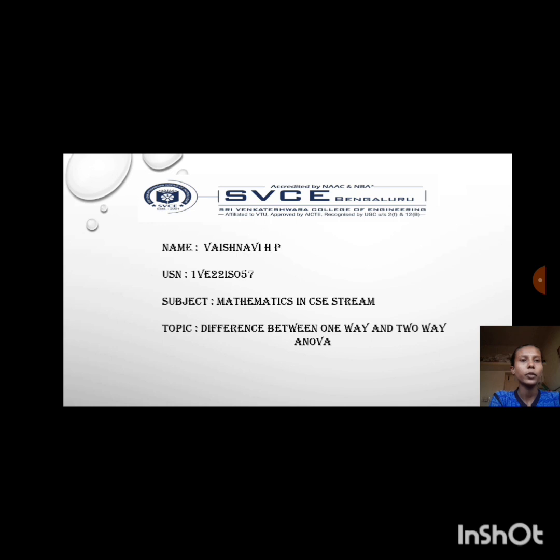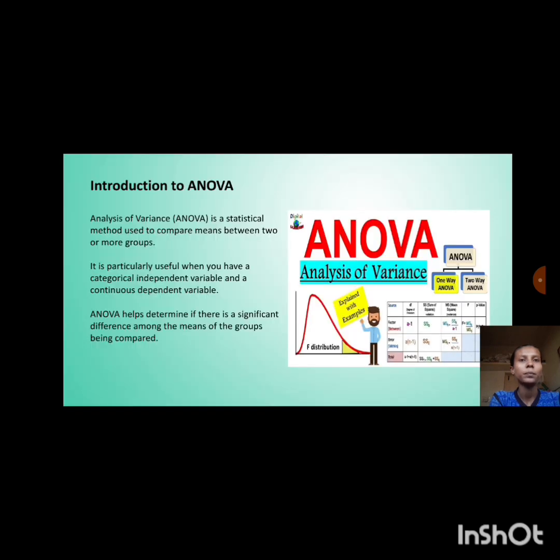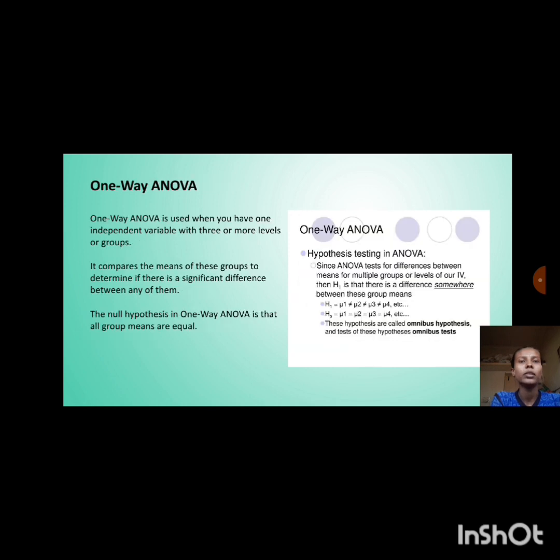Topic: Difference between one-way and two-way ANOVA. Introduction to ANOVA, analysis of variance. ANOVA is a statistical method used to compare means between two or more groups. It is particularly useful when you have a categorical independent variable and a continuous dependent variable. ANOVA helps determine if there is a significant difference among the means of the groups being compared.